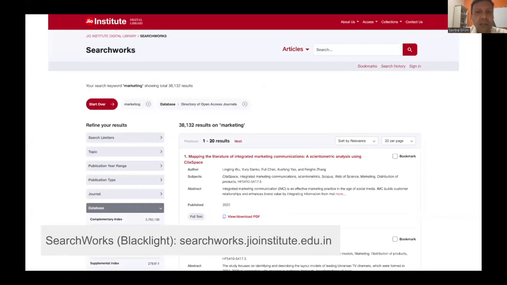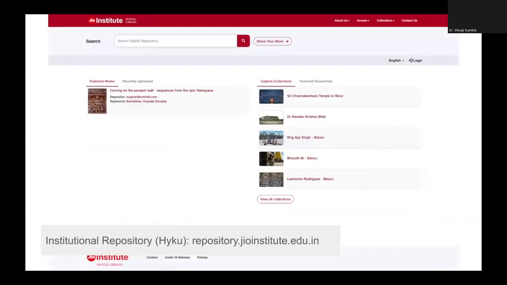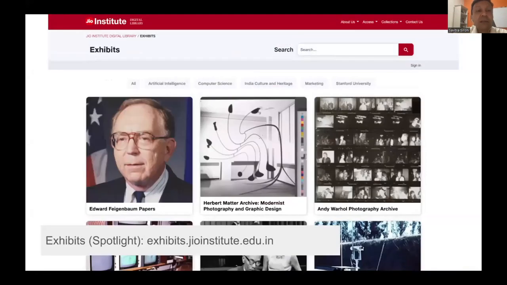Even though they are not, by making them look and feel the same, we are integrating. From a user perspective, these are hopefully looking like a single integrated offering. So these are two discovery systems we implemented, and then this is our digital repository, institutional repository. This is our exhibit software.